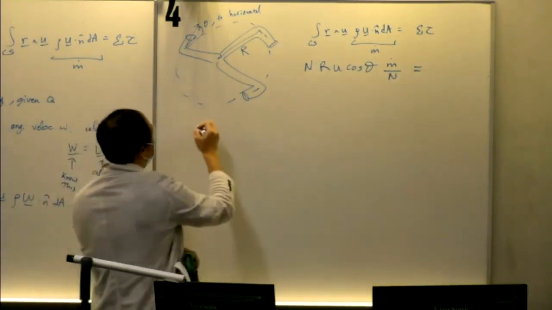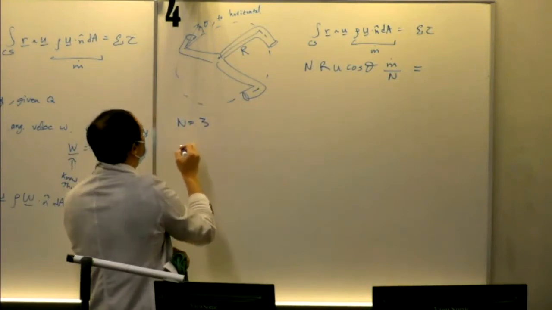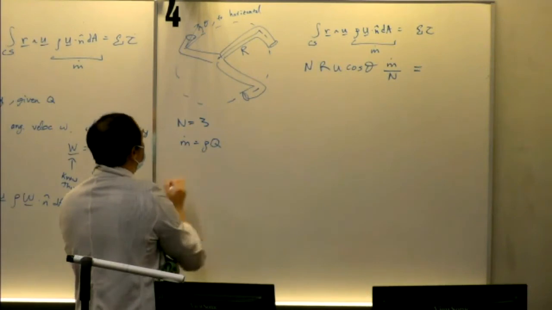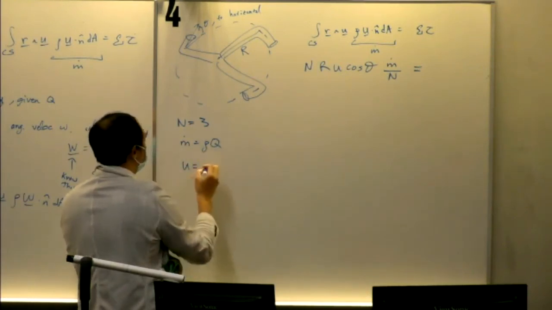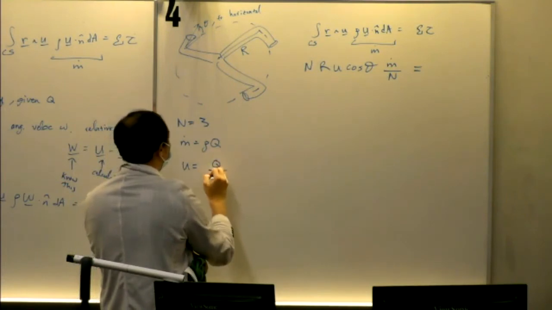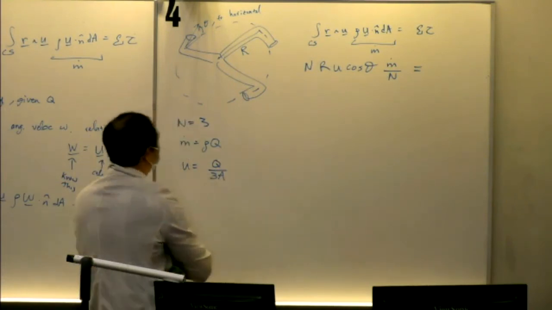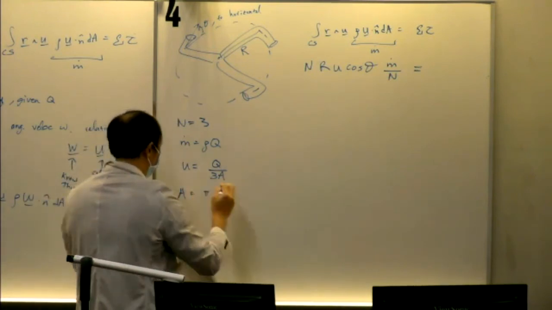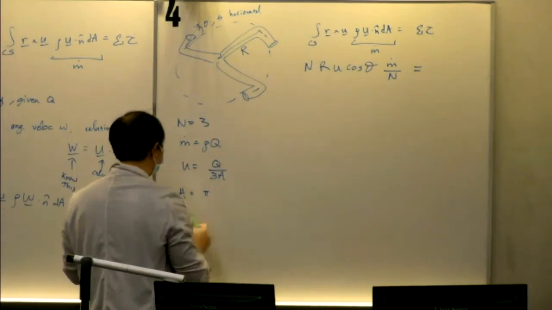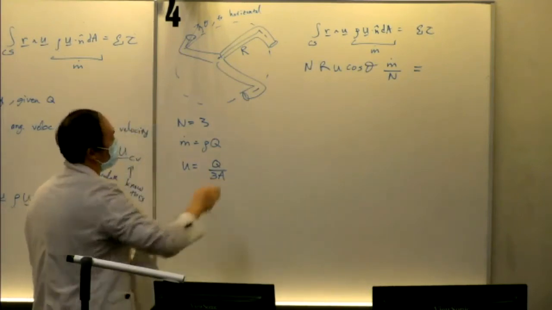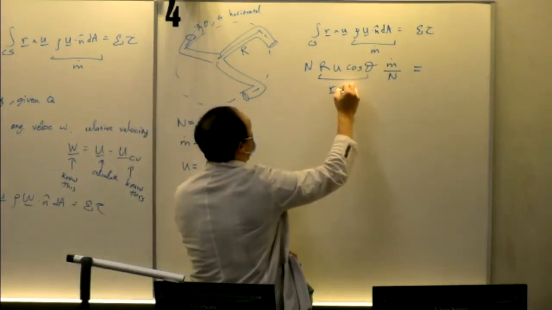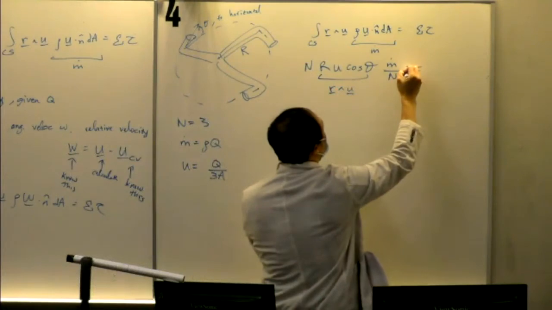So in this case, we have n equals 3. M dot was simply rho times q, and u is q over 3 times the area, whatever the area was. They just give it to the nozzle, so that's enough. So you basically just substitute that. So this thing is r cross u, and you can also have a z hat.